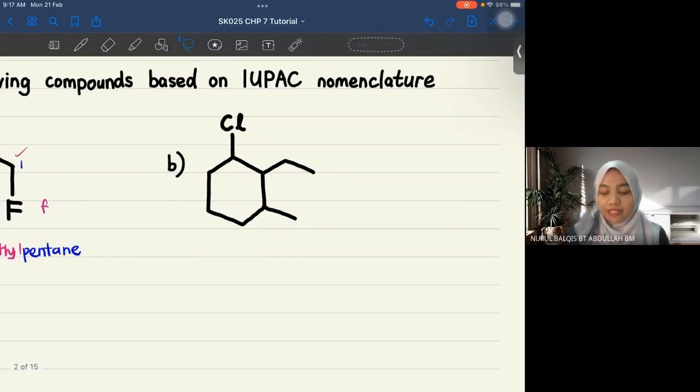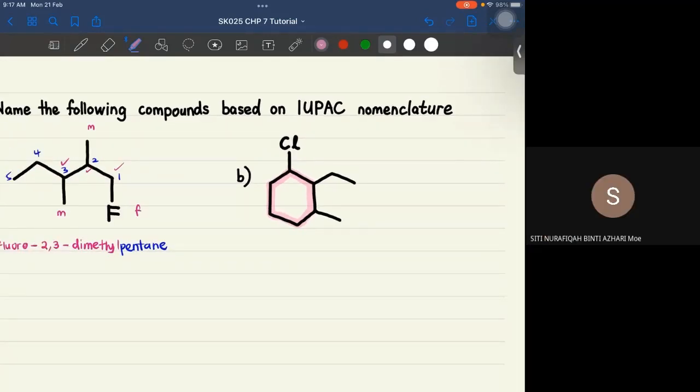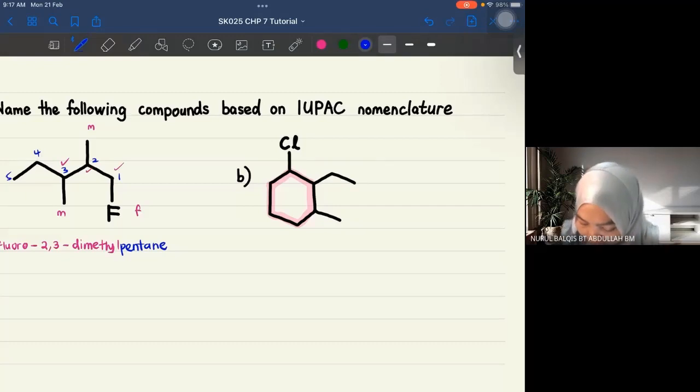Okay. Lagi kita ada another structure here. Who's going to be the parent chain? Siapa parent chain kita? Cyclohexane. So nama dia cyclohexane. Okay, when you have cyclic structure, kalau satu substituent tak perlu letak numbering. But now, dan dia tak ada important functional group lah kalau dalam cyclohexane tu. Kalau cyclohexane kena letak numbering lah once you ada substituents lain.